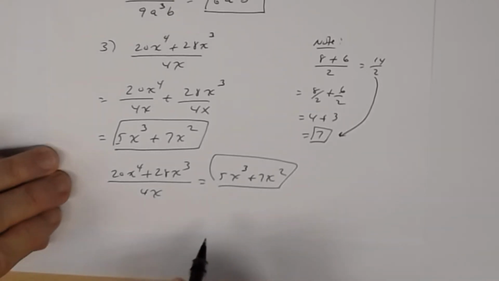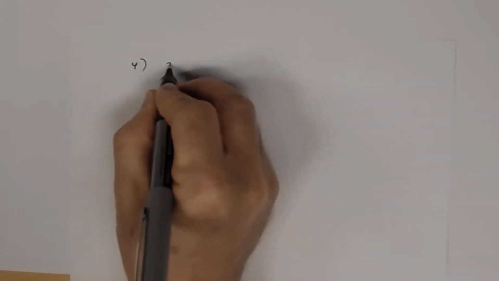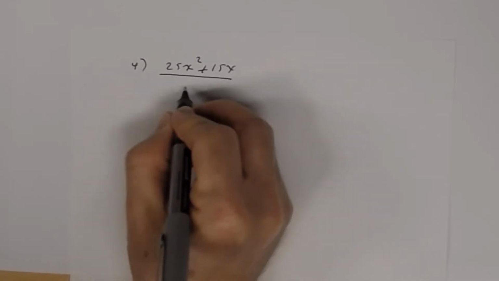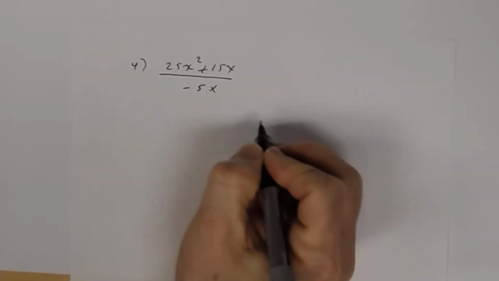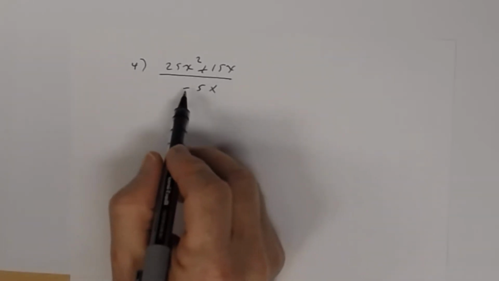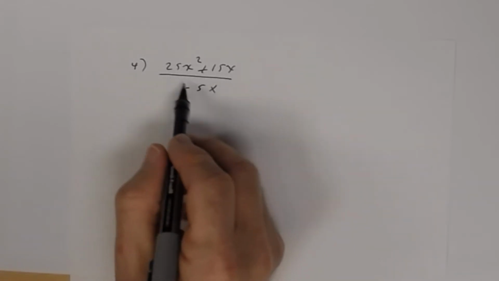All right, so number 4. Let's suppose we had 25x squared plus 15x divided by negative 5x. So same idea. I have a polynomial divided by a monomial, one term here. So the easiest way to do that is just to rewrite this as two separate fractions.